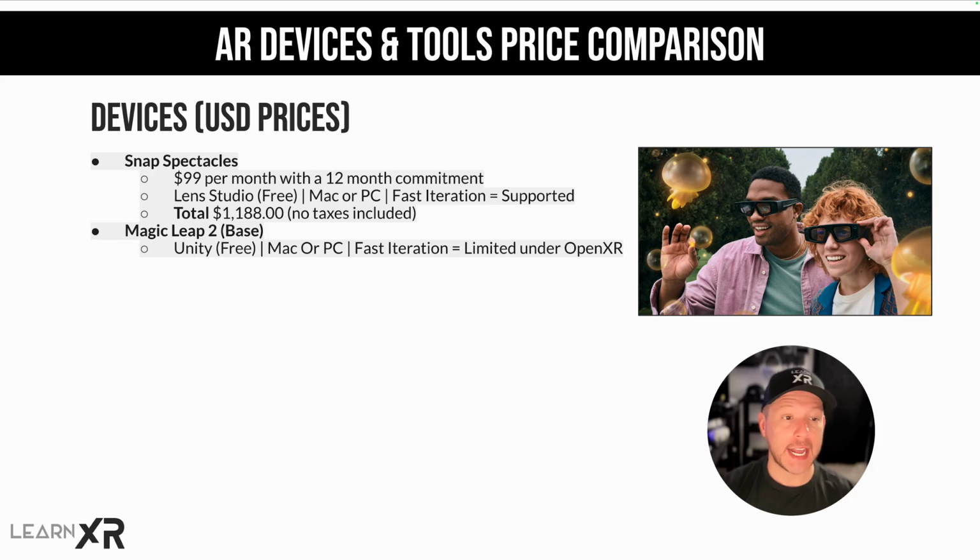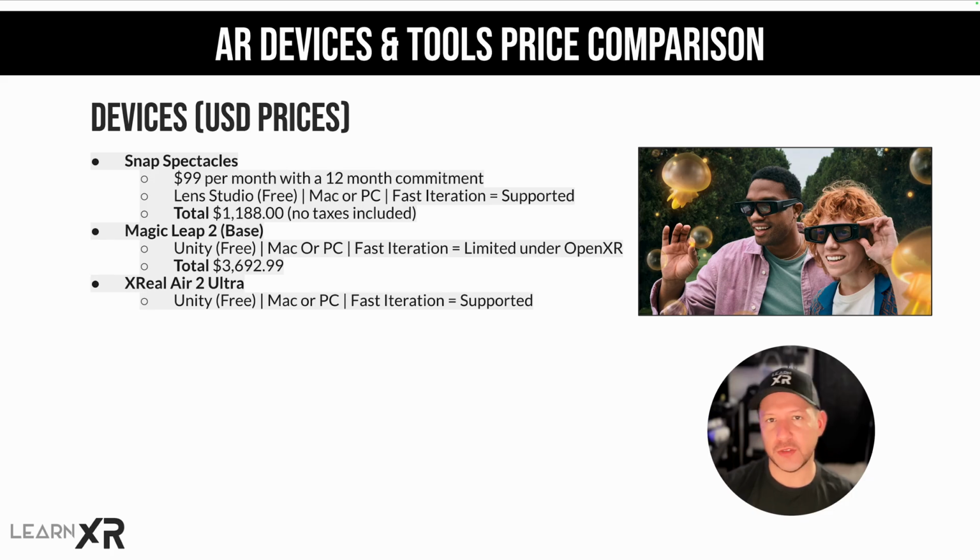Now, if we look at that amount and you compare it to what's available for Magic Leap 2, the base price for a Magic Leap 2 is pretty high. I put the actual software first, which in this case, you can use Unity Free to develop for Magic Leap 2. They also support Mac or PC. Fast iteration doesn't work on the new OpenXR version that they provide, but it works on the older version. So that's something that I would want to make sure that you research before you jump in and buy a Magic Leap 2. So this is a little bit more on the high end. It's $3692.99. So that's going to be a lot more money than actually using the spectacles, right?